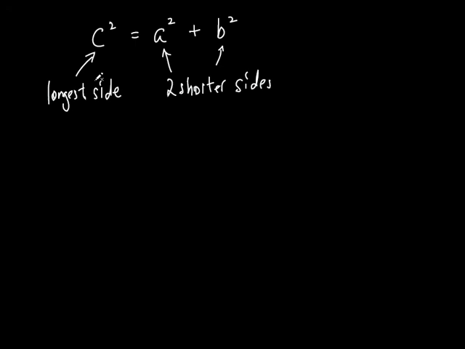I could make one up, but here we go. Watch. What if I was given the sides 7, 14, and 16, and I wanted you to tell me, is this a right triangle or not? So how can you determine if it's a right triangle?